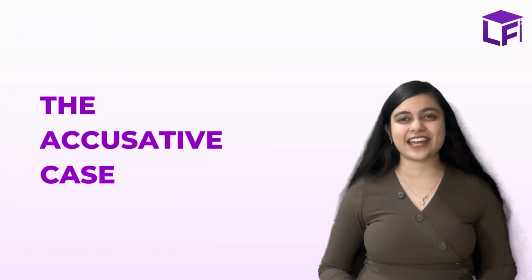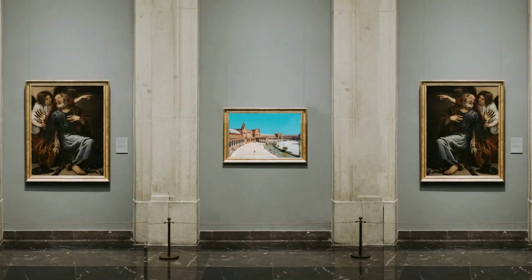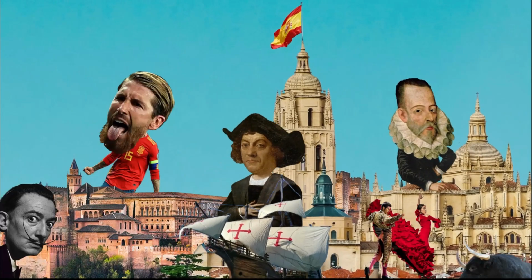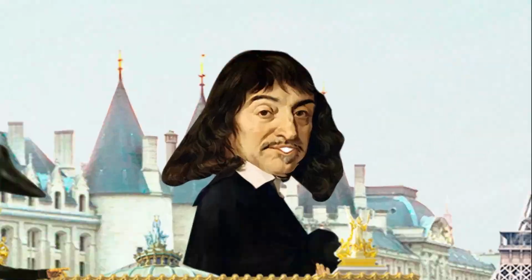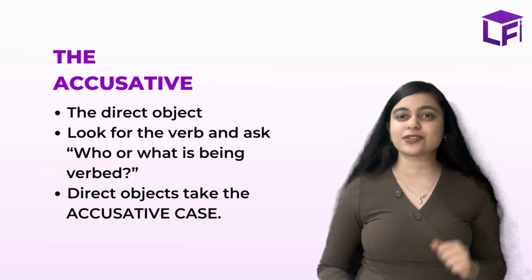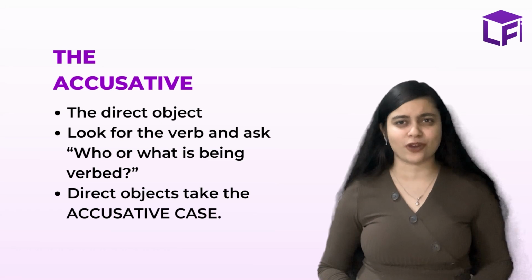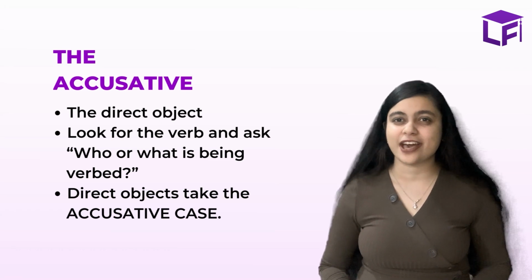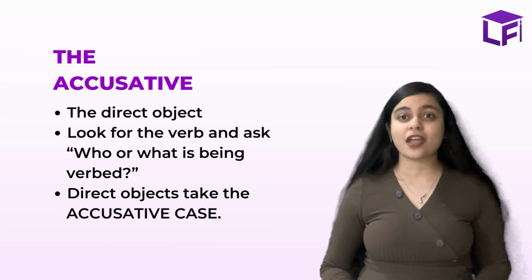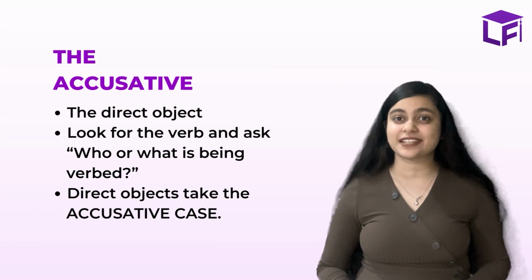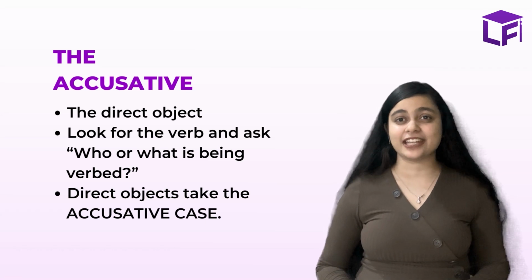With that said, let us get on with our accusative case. The accusative case is actually the direct object of the sentence. Now you might ask me, how will we identify the direct object in a German sentence? Well, it's pretty easy. You just have to ask a question to the sentence itself. You can ask the sentence the question, who or what is being verbed? That is, the verb is being done upon which person or thing. That will highlight your accusative case.